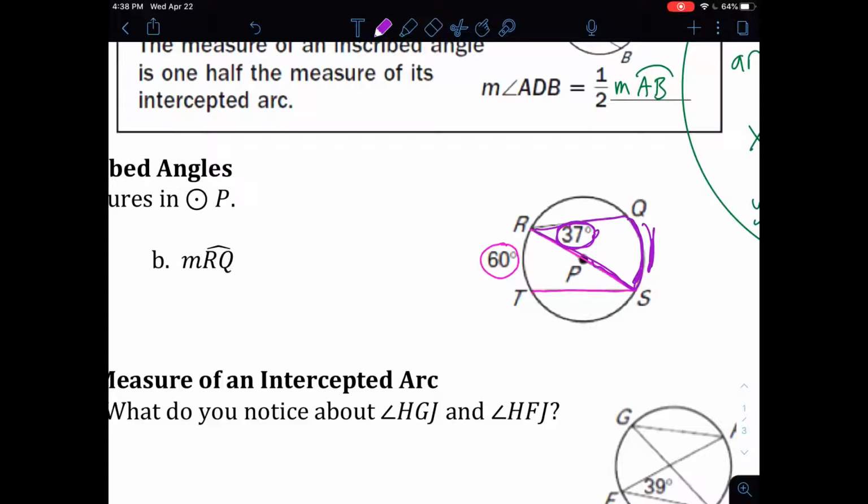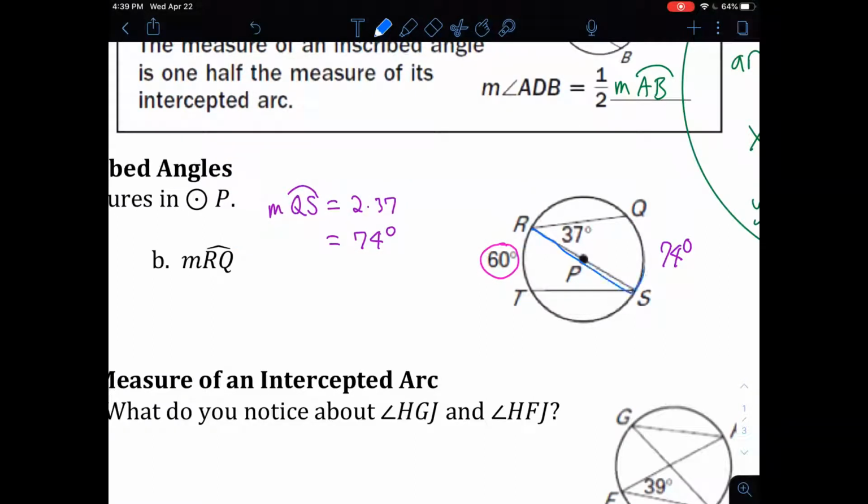So what we're going to do is find the measure of QS first, because we can't really work with that other angle. It's going to equal double 37, which equals 74 degrees. Okay, so this is 74 degrees right over here. And now I'm going to erase some stuff so you guys can see it a little bit better. This is 74 degrees.